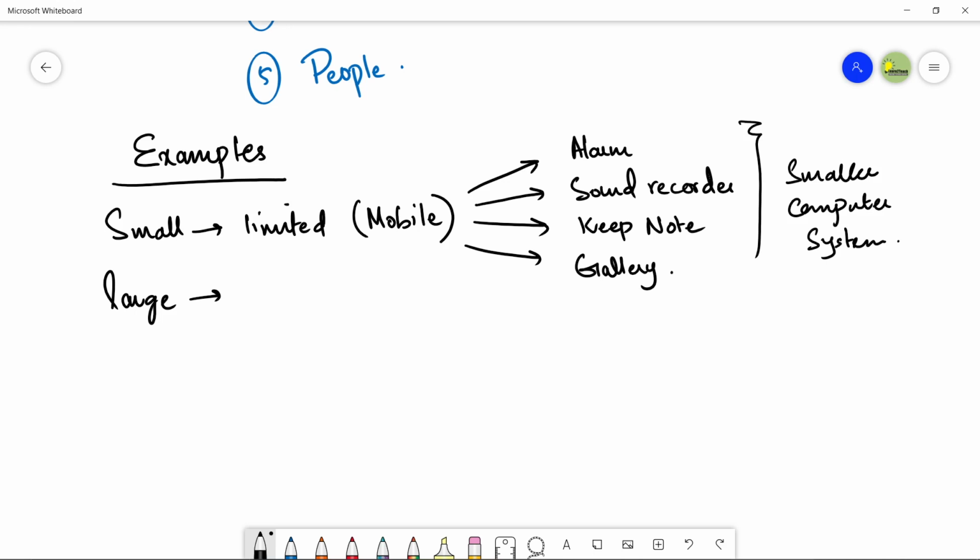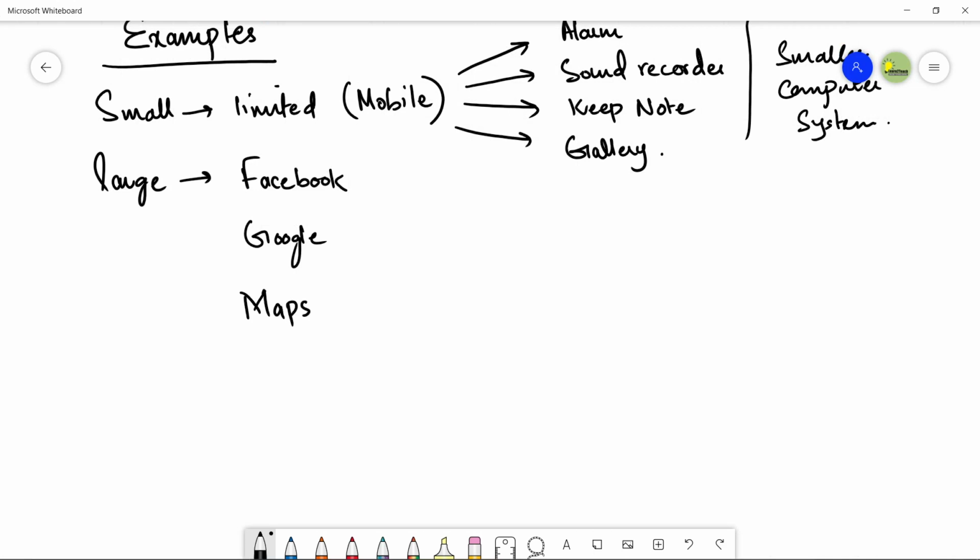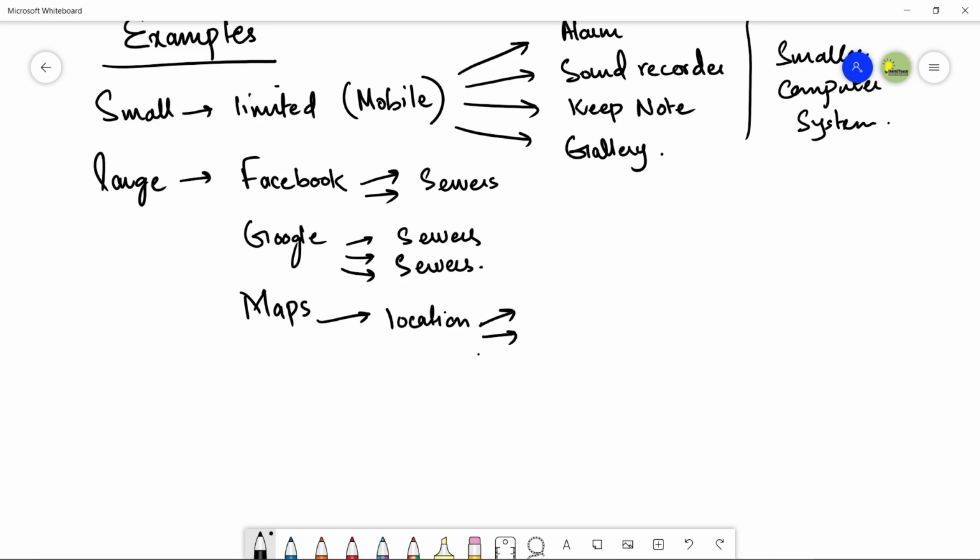But let's talk about the large computer systems. If I talk about some applications that I use, like Facebook, like Google, like Maps, these are the large computer systems. Why? Because I know that Facebook has lots of information that is coming from the servers that are working behind Facebook. Similarly, Google gives us a lot of information. It is all because of the servers that have all that information, that save the information, that process it, and that give us information on anything that we need. Maps gives us the location of any place that we want. It is all because of the servers that are working at the back.